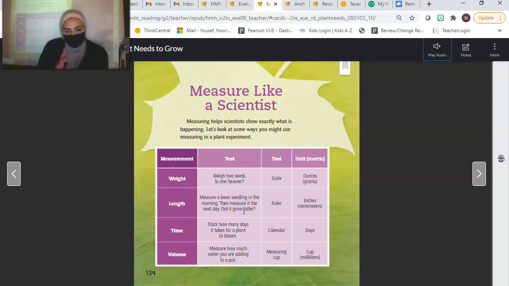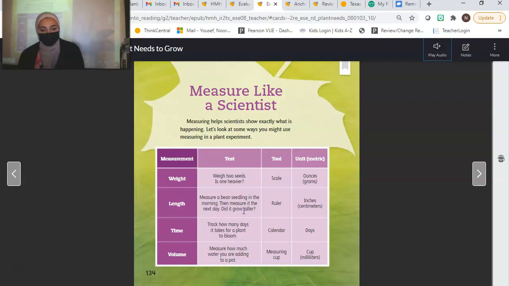And then time: track how many days it takes for a plant to bloom. You're going to need a calendar, and you're measuring each day. And then the volume: measure how much water you are adding to a pot. You use the measuring cup, and you measure by cups or milliliters. Okay, so let's see, choose what experiment you read. Tell how you might use the chart to help you use the experiment.